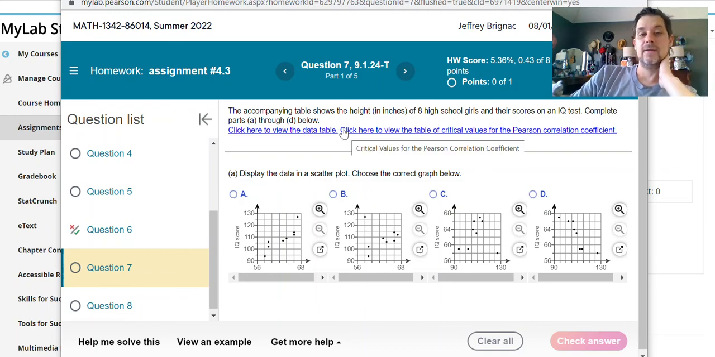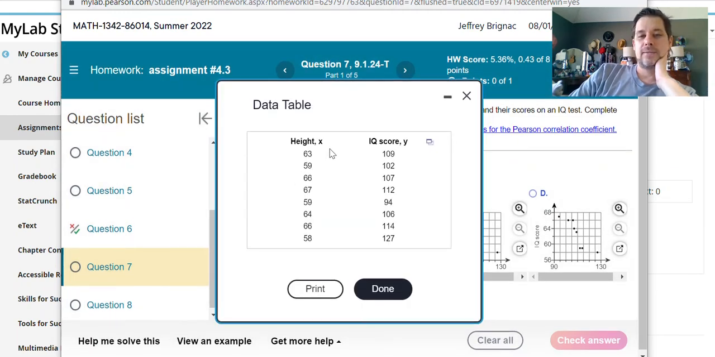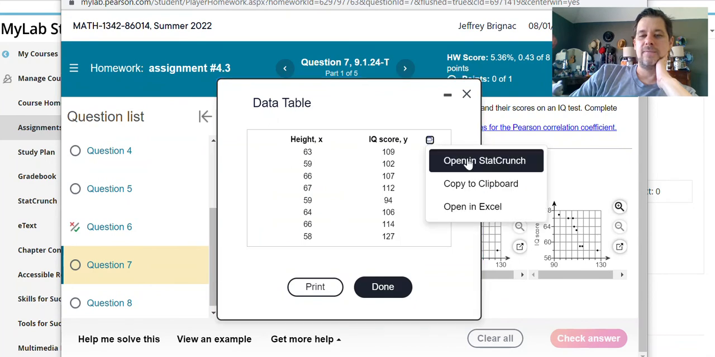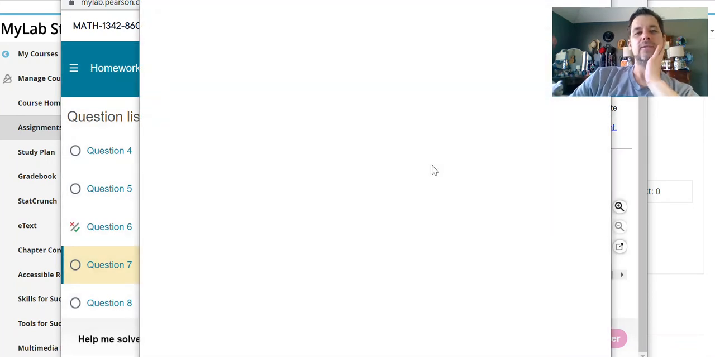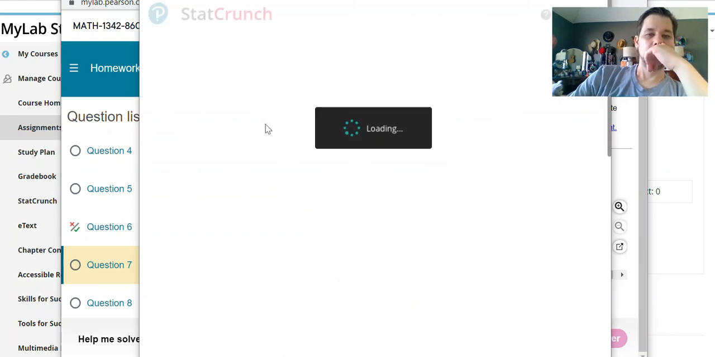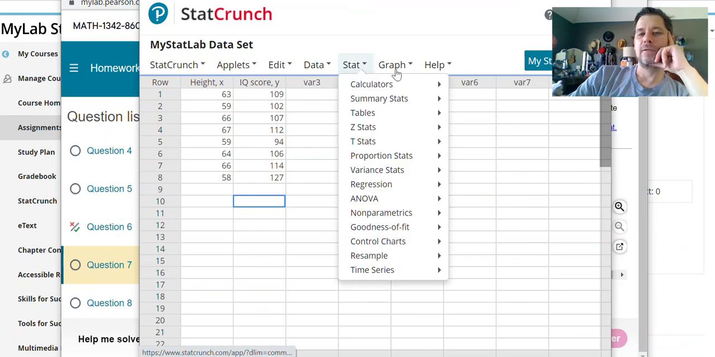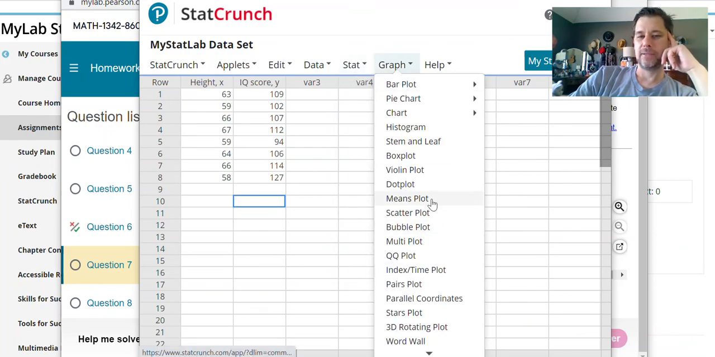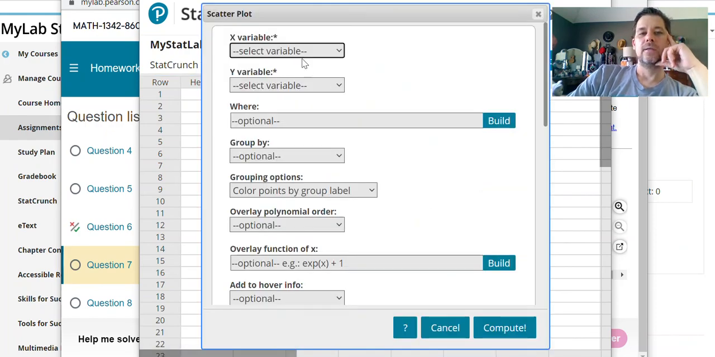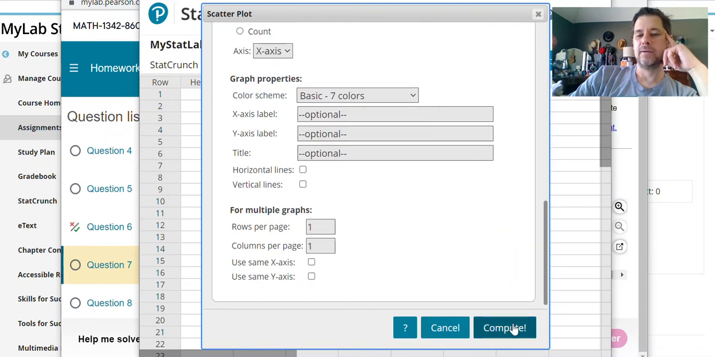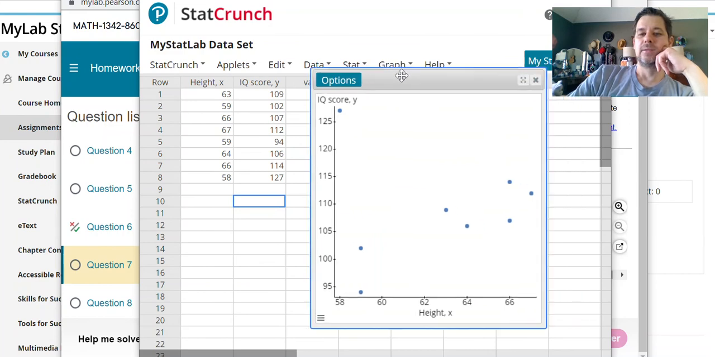weren't aware of, okay? So here's the data, and I definitely want that in StatCrunch, so I open it in StatCrunch. There are my numbers, and I'm going to do a graph. I'm going to do a scatter plot, and I want height to be X and IQ to be Y, and I don't have to do anything else, and there it is.